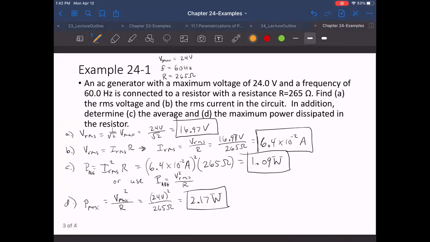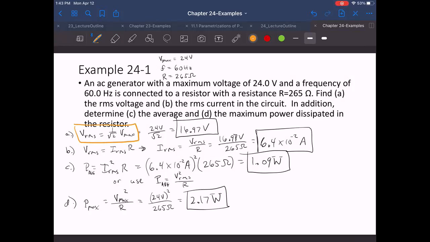Okay. This one, here we're given just a few little things to do. An AC generator has a maximum voltage of 24 volts and a frequency of 60 hertz. It's connected to a resistor with a resistance of 265 ohms. Find A, the RMS voltage. That's the first part I did, which is again just using that relationship. The RMS voltage is 1 over the square root of 2 times the maximum. So that's just 24 volts divided by the square root of 2, which is 16.97 volts.